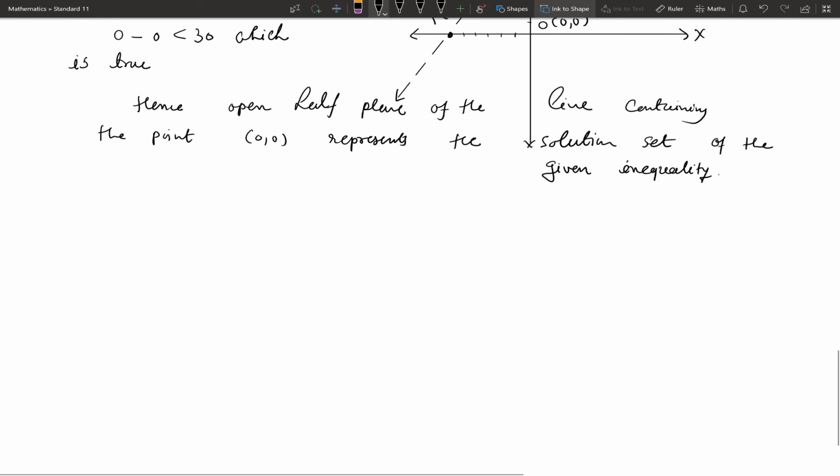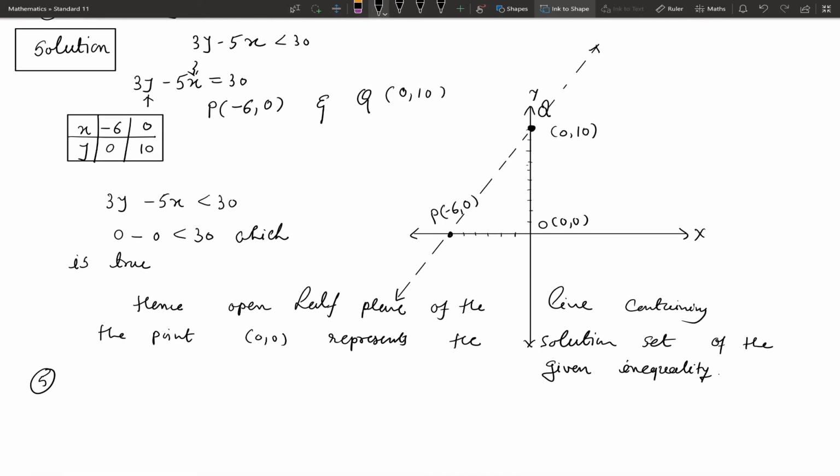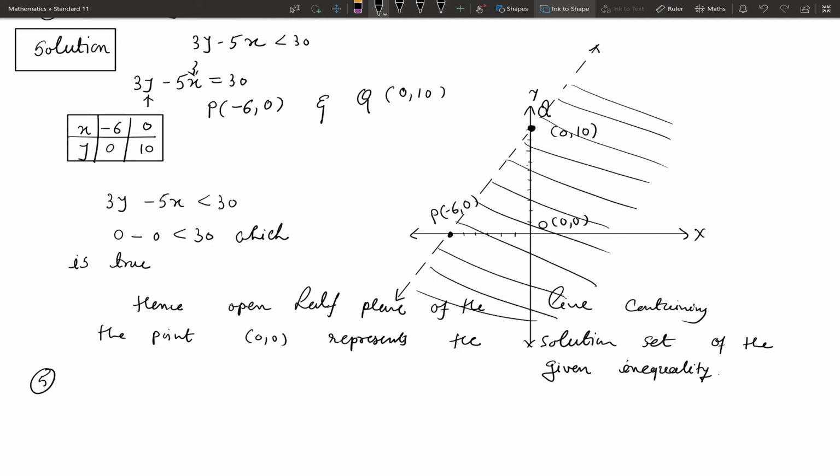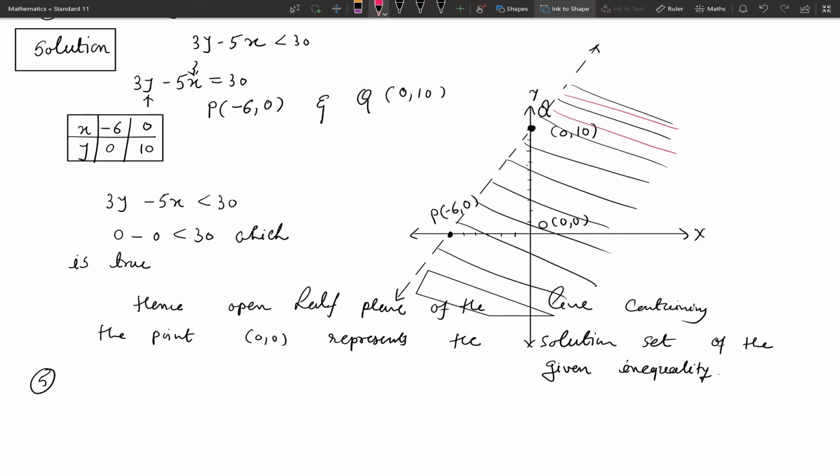Next one, the solution portion contains the origin. Again you can observe the inequality is a strict inequality, so there will be a dotted line. Hence, the open half plane of the line containing the point 0, 0 represents the solution set of the given inequality.